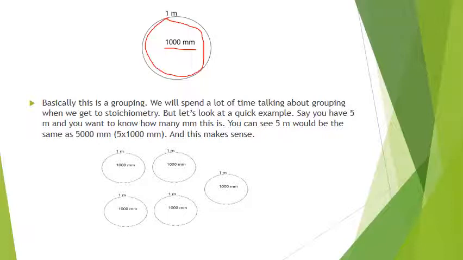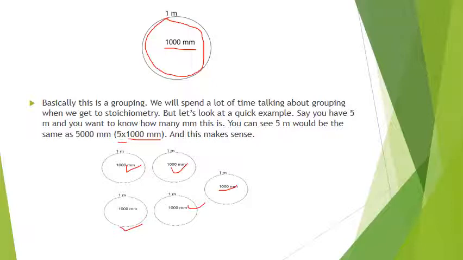So let's say I have 5 meters and I want to know how many millimeters that is. Well, I have 5 of these guys here. So 1,000, 2,000, 3,000, 4,000, 5,000. So 1,000 5 times is 5,000. And so this makes sense. Okay. So you didn't have to do any kind of conversions there. You knew right off the bat what your answer is. And that's always what you want to do: you want to make sure the answer makes sense.